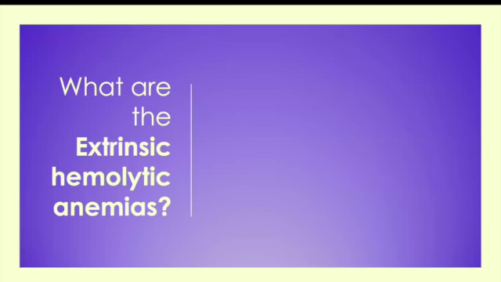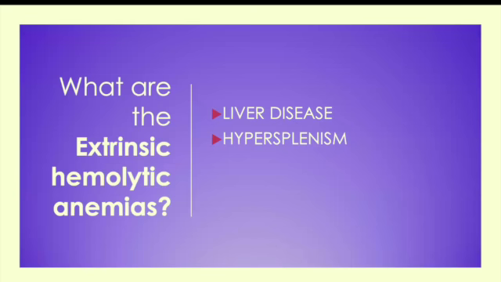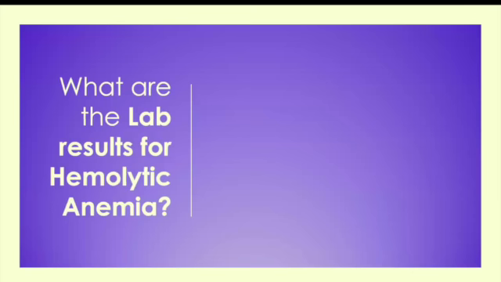What are the extrinsic hemolytic anemias? So let's see. Liver disease, that makes sense. Hypersplenism, okay. Autoimmune. What are lab results from hemolytic anemia? That's a good question. So you would have all these increased except for the haptoglobin.